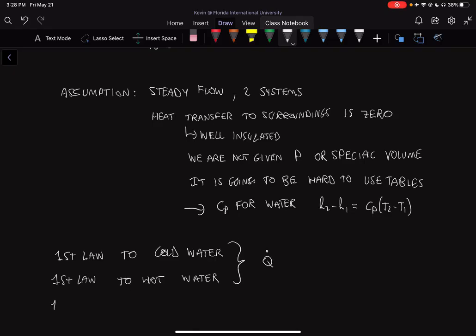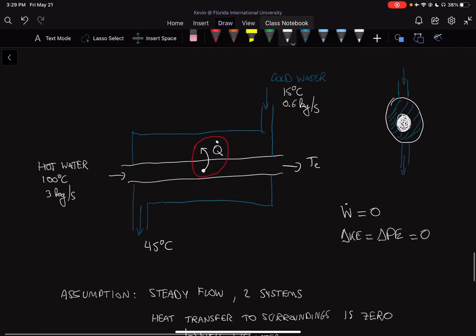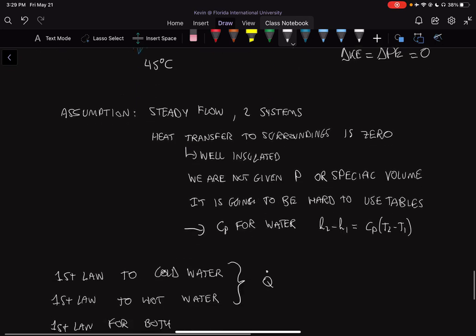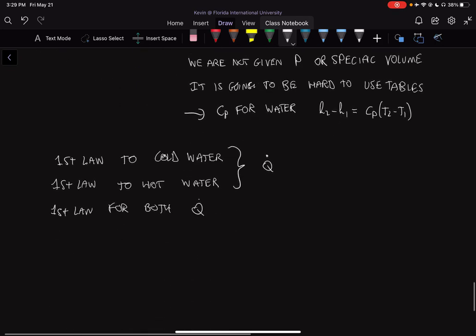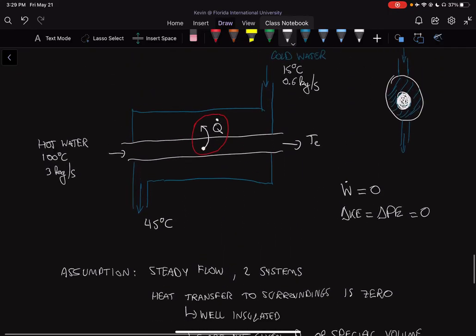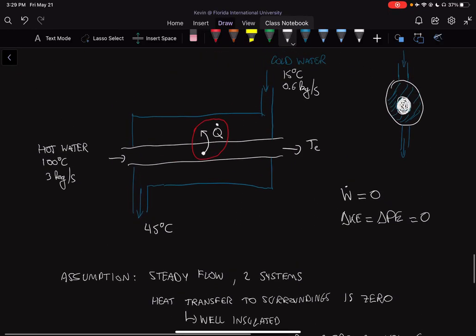The other thing we could do is do the first law for both. So if we do the first law for both and we look at both systems together, Q dot is equal to 0, right? Q dot for both is equal to 0, because in the first law for both, we said that our system is isolated, therefore Q dot going out of the system is 0.